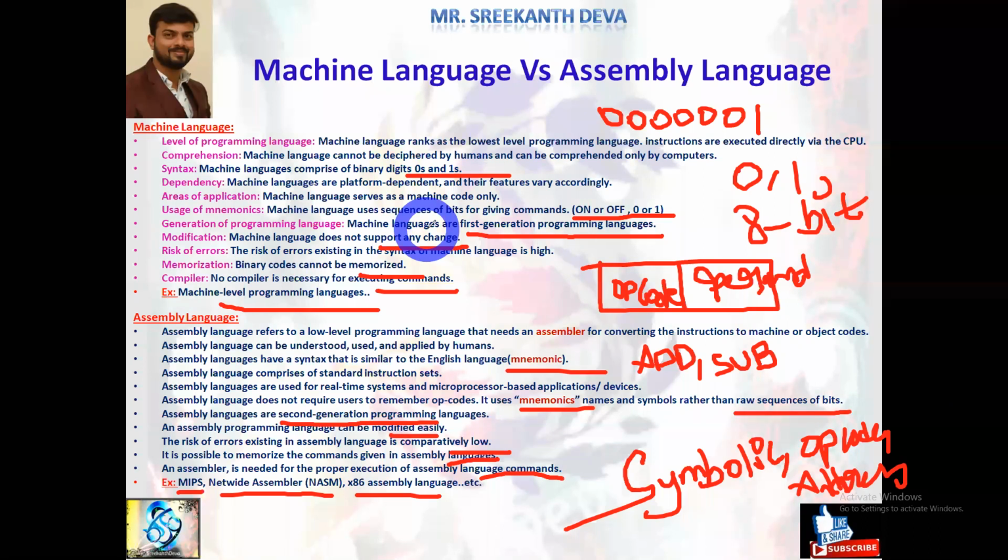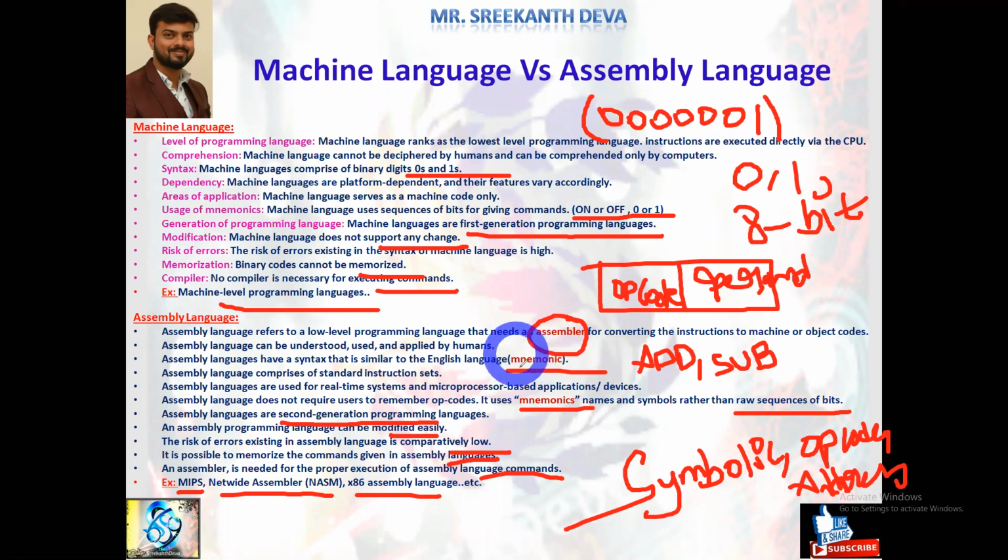Remember, machine language always understands zeros and ones, the states like on or off, represented in binary called zeros and ones, a minimum 8-bit representation. Here you need to remember the opcode, the operation code, and the operand, the address or location information. But assembly language is an intermediary level language. Here the assembler is the translator that converts assembly level language into machine level language.